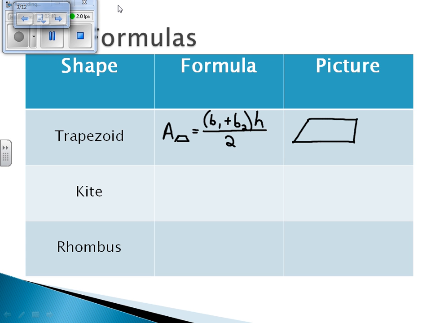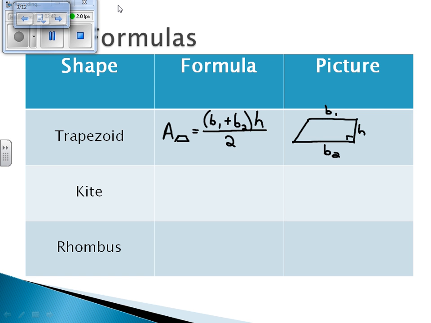For your picture, the bases are the ones that are parallel to each other for the trapezoid. So you get B1 and B2. It doesn't matter which one's 1 and 2 because they're just going to be added together anyway. And then your height always has to be perpendicular, so your height for this picture would be just the side. It doesn't have to be on the edge, as long as it's perpendicular to the base. Okay? So that's for your trapezoid.